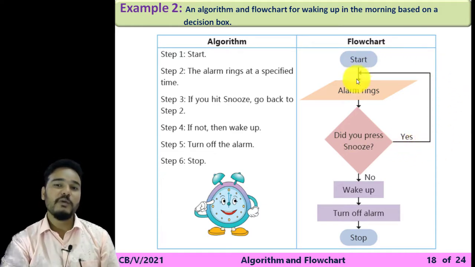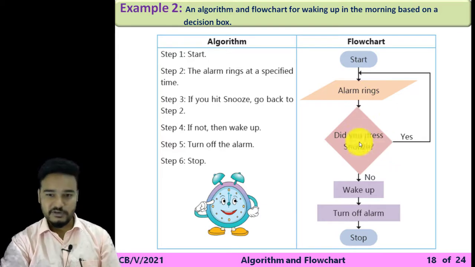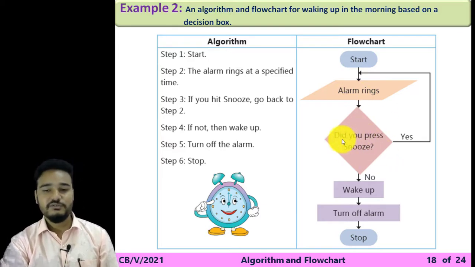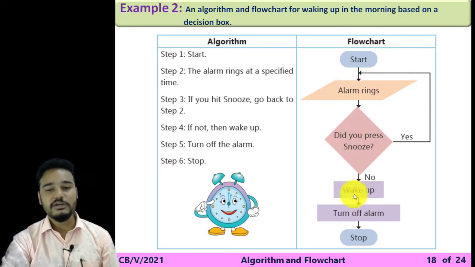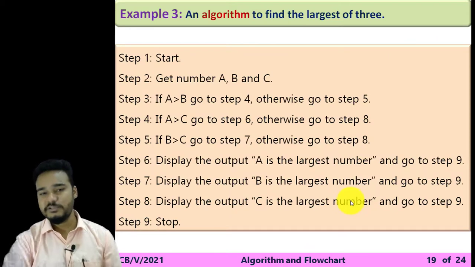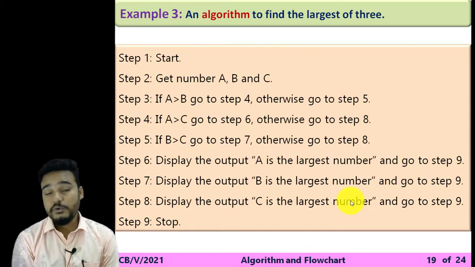If you press yes, what will happen? You will go back to your previous step, that is the alarm rings again. It will again ask you for a snooze. If you say yes, again it will ring after some time. So this is a simple example of a flowchart for an alarm. Again an example is given. Now, algorithm to find the largest of three numbers.